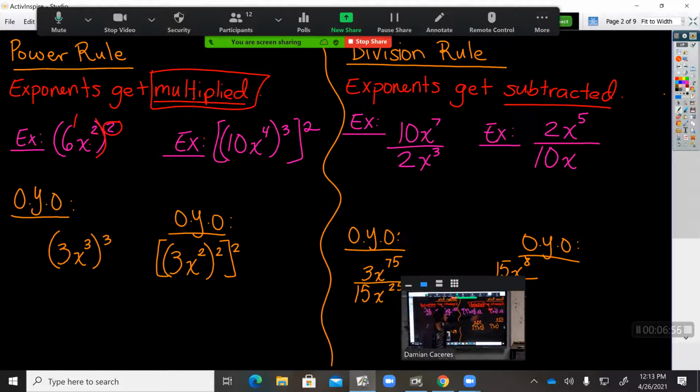So now, what's the rule when we see that exponent touching the parentheses? We multiply with all the exponents inside. So 2 times 1 gives you 2, and 2 times 2 gives you 4. Now, 6 to the second power is 6 times 6, which equals 36. So my answer is 36, x to the fourth.